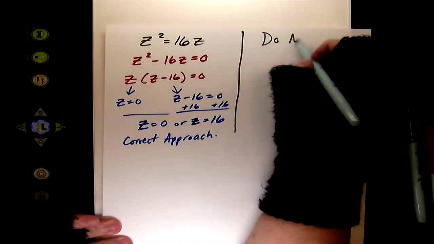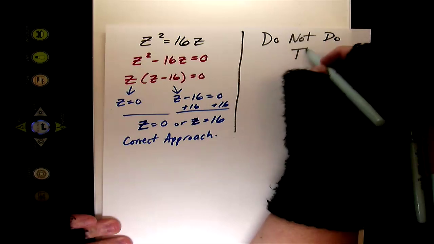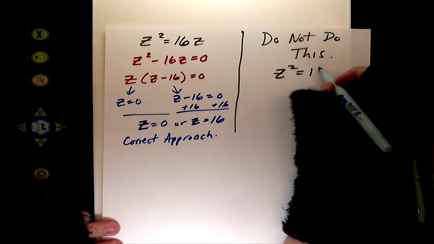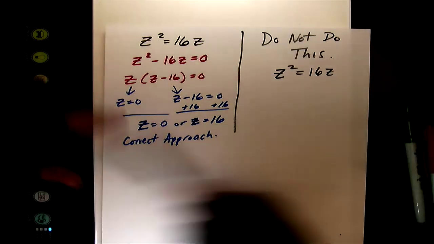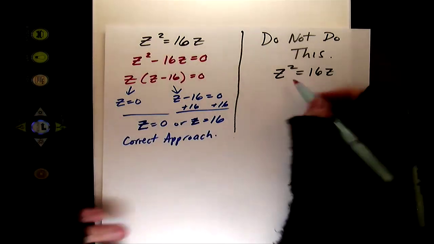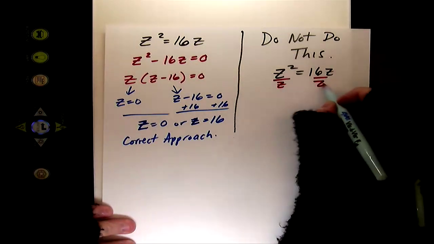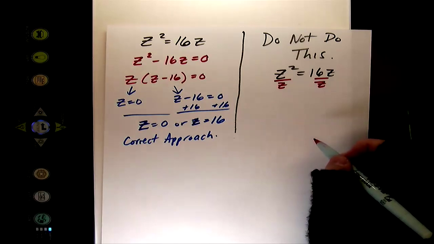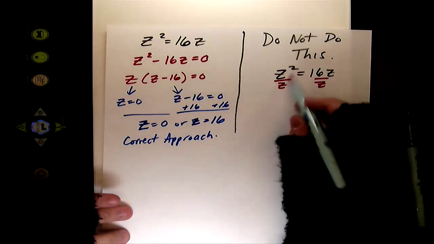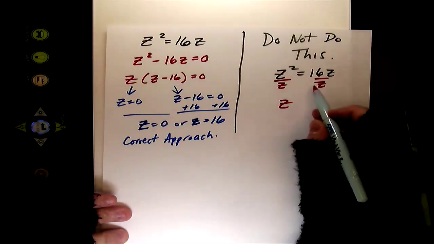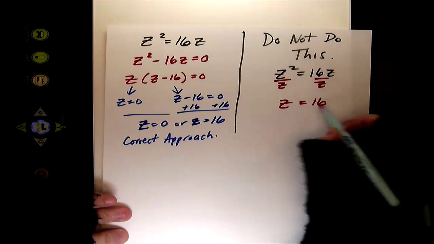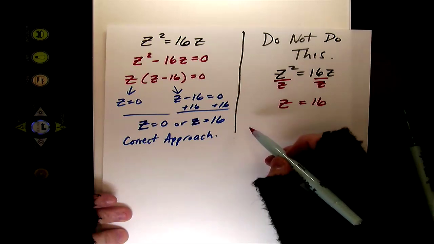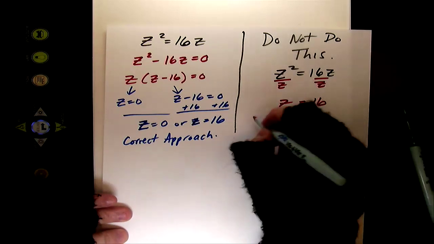Do not do this. Well, if we divide both sides by z, it's a valid operation. Well, you would think it's a valid operation. Z squared divided by z is z, and 16z divided by z is 16. Notice I don't get the z equals 0. And I actually made an erroneous assumption.